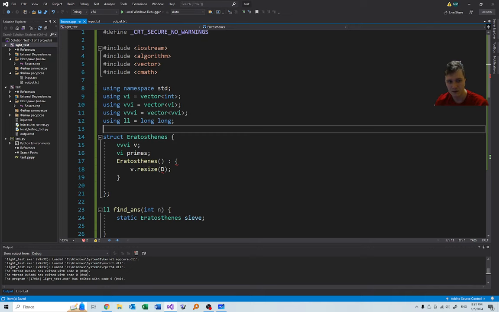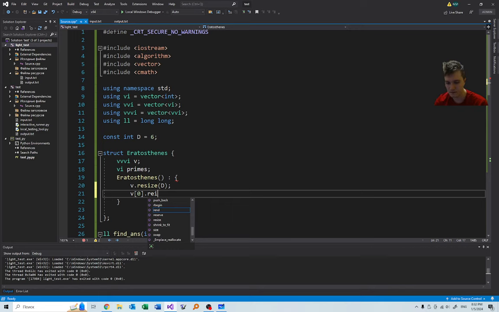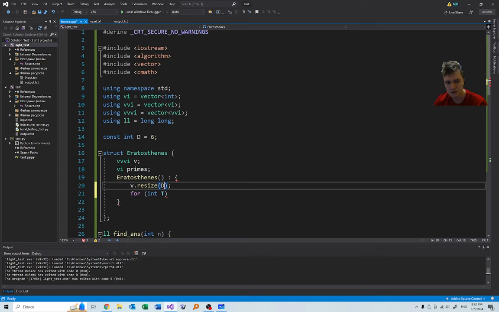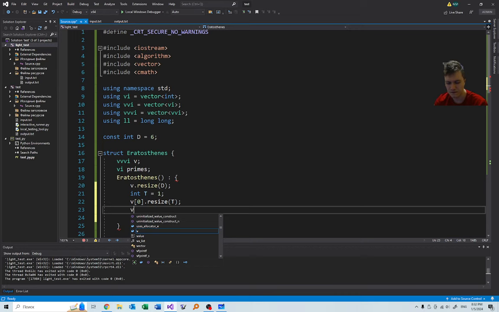Yeah, so d equals 5, d equals 6, okay? So 6 is the minimum number of digits, which is impossible. Now we say that it can start from any number from 0 to 10 to the power of d minus 1. So we say that v0.resize t and v0 equals primes.